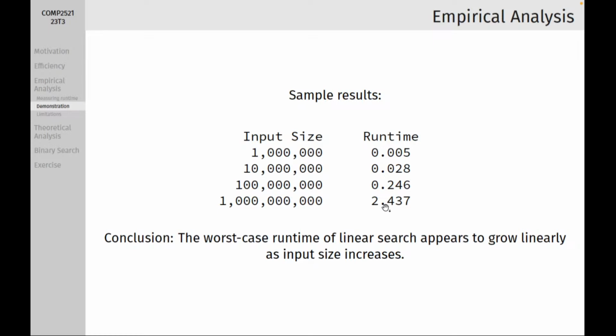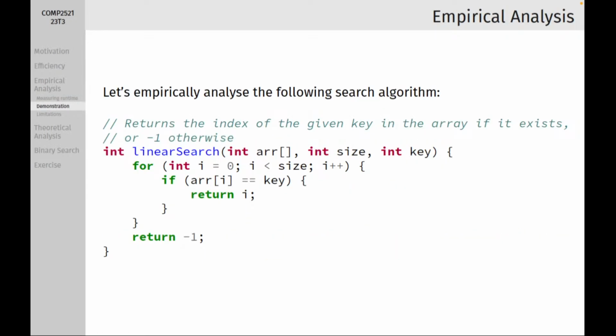Right? And I didn't explain the fact that we were testing the worst case. But if we look at the algorithm, clearly the worst case would be when the element that we're searching for is not in the array, right? Because the function would then have to loop through all the elements of the array before returning -1. If the element was in the array, then it would stop somewhere in the middle and return i. But if it's not, then it has to go all the way to the end. So that would be the worst case.